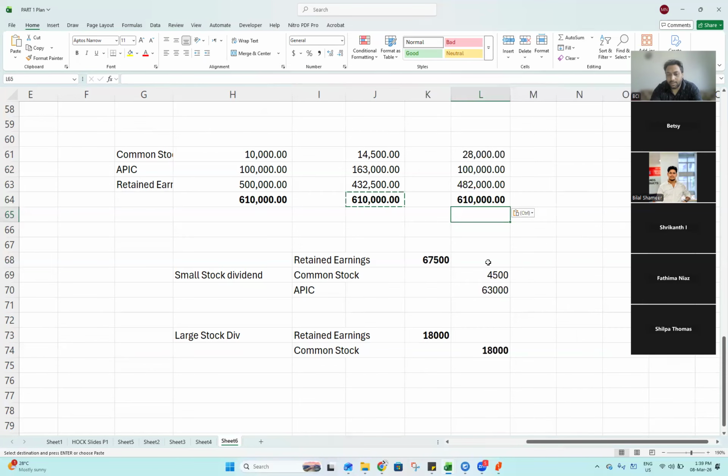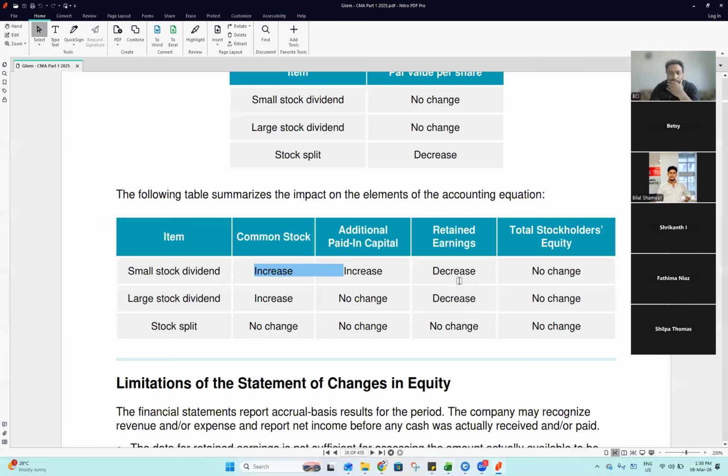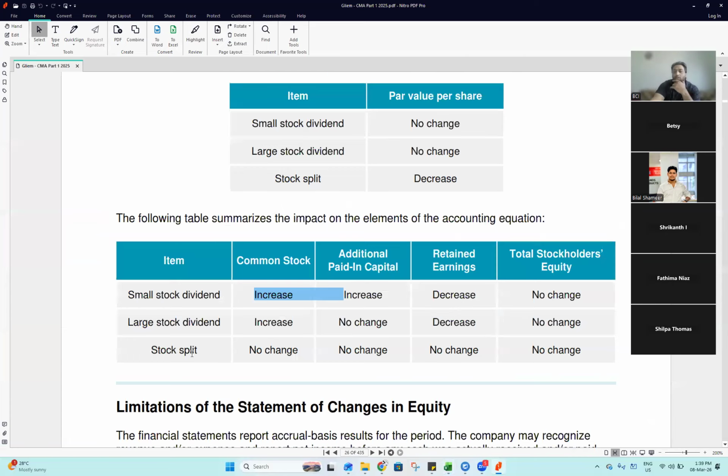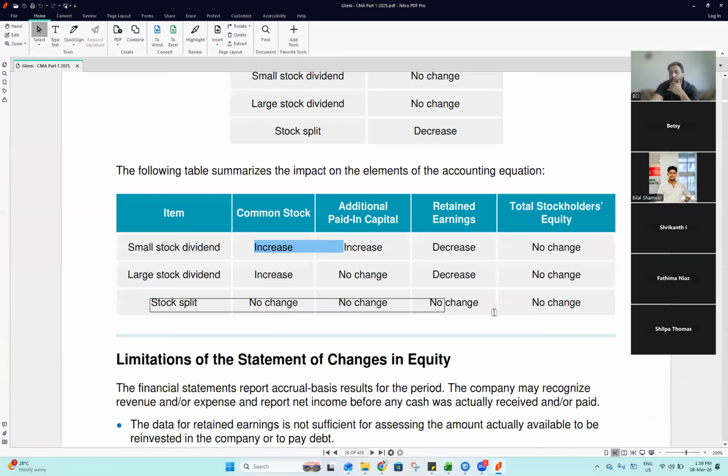Got it? Okay. Then comes the stock split. In stock split, there is no adjustment. Nothing will happen. Only a memorandum entry happens where they say the number of stocks is being divided. Clear? All good?